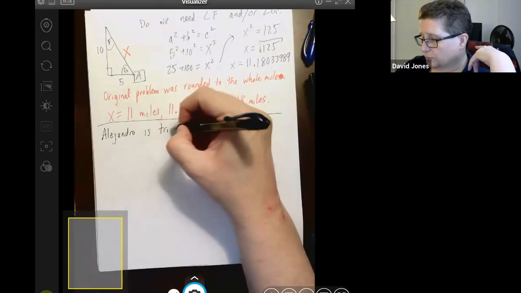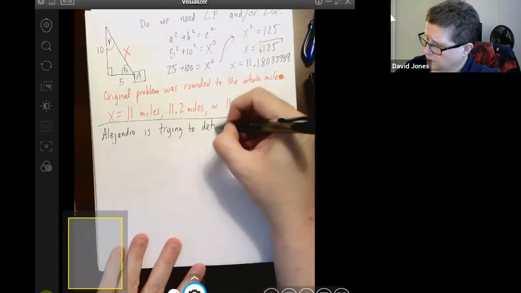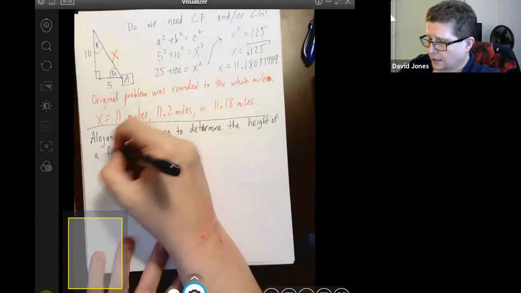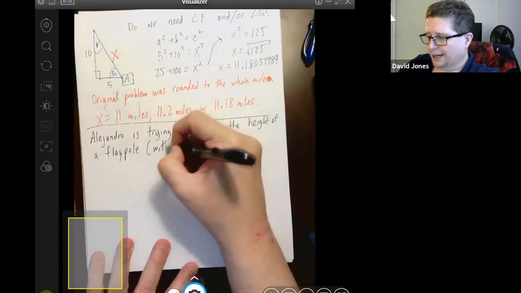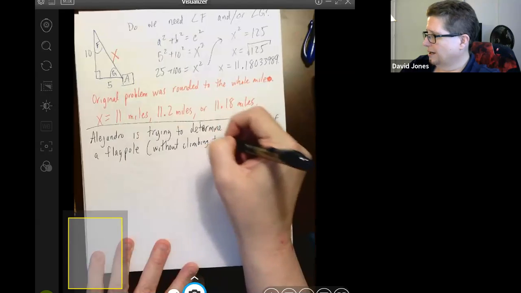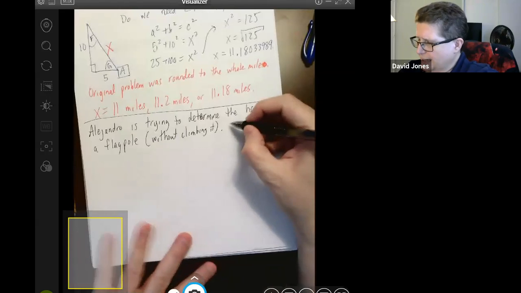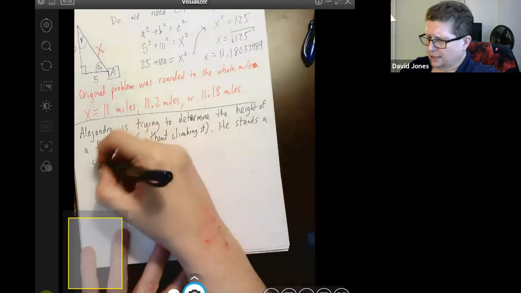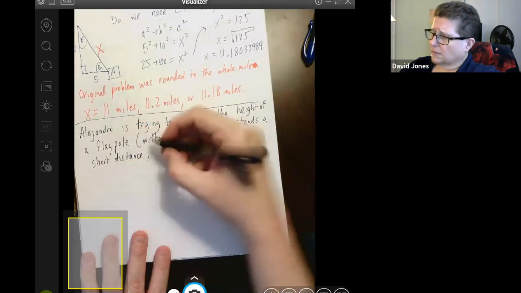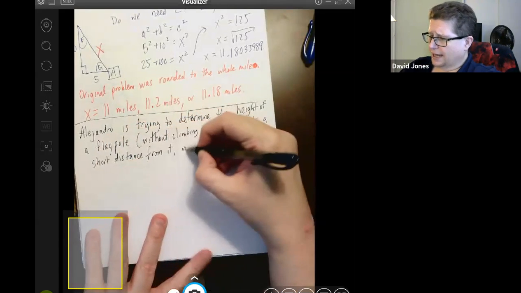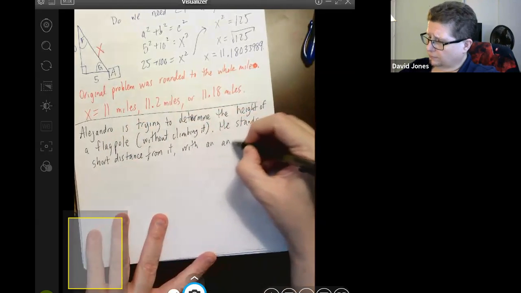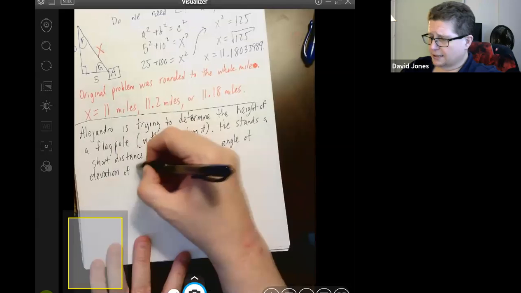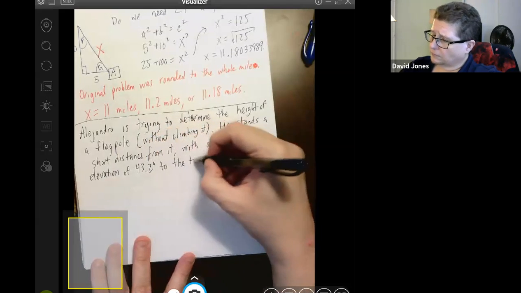is trying to determine the height of a flagpole without climbing it. He doesn't want to go up it. So he stands a short distance from it. Where the angle of elevation of 43.2 degrees to the top of the flagpole.